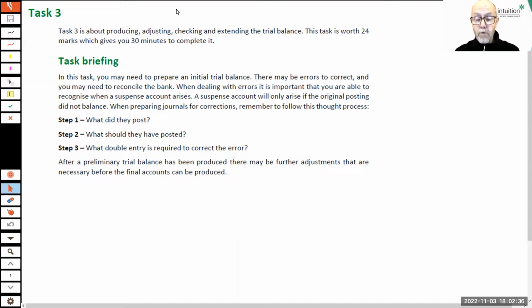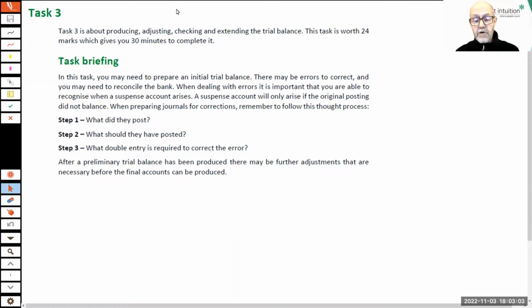Dealing with errors, it's important that you are able to recognize when a suspense account arises. The suspense account, remember, will only arise if the original posting did not balance. So if you see 2 debits or no debits or 2 credits or just a single entry, all of these will give rise to a suspense account. If we've posted a different amount to debit as to credit.